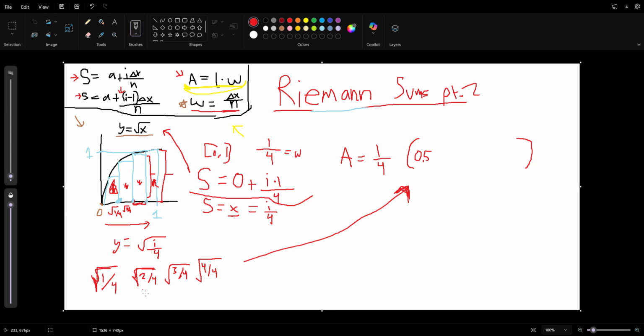Now, for this next one, this is equal to root 1 over 2, which means it's just root 0.5 plus root 0.5. And as you can see, you probably need a calculator for this portion. Next, we have root 3 over 4, so root 0.75. And lastly, we have root 4 over 4, which is equivalent to root 1, which is just 1.